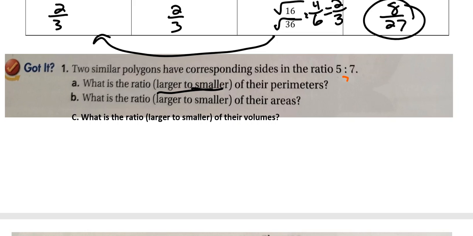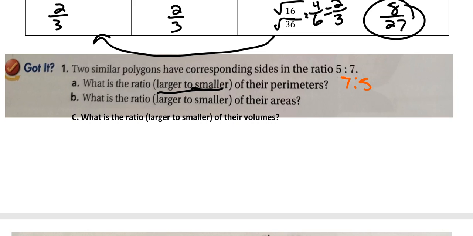Sorry about this. It's going to be the same. I'll write it with the dots. Again, for the perimeter it's the same. The only reason we're switching it is because it specifically says large to small. What is the ratio larger to smaller of the areas?